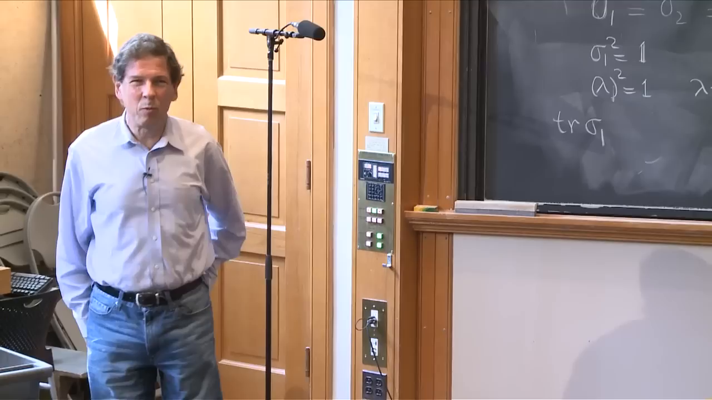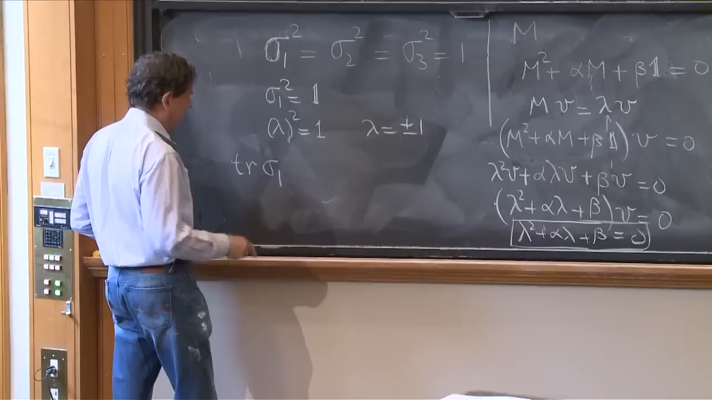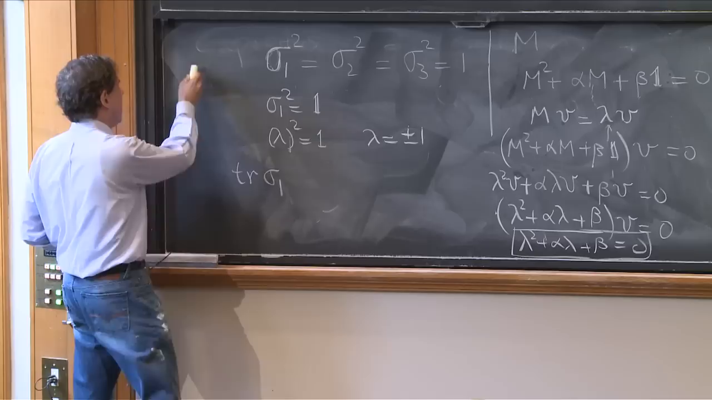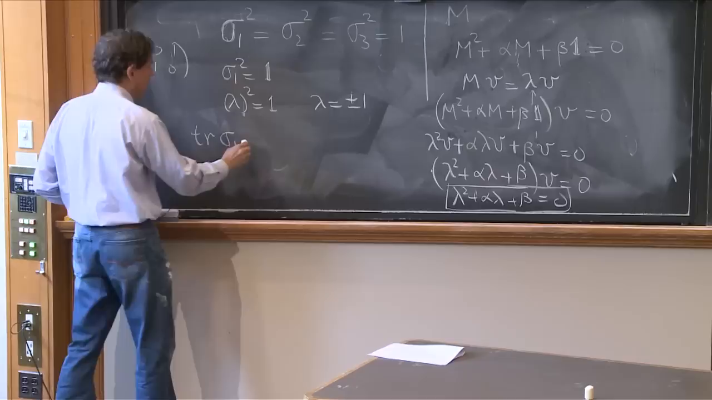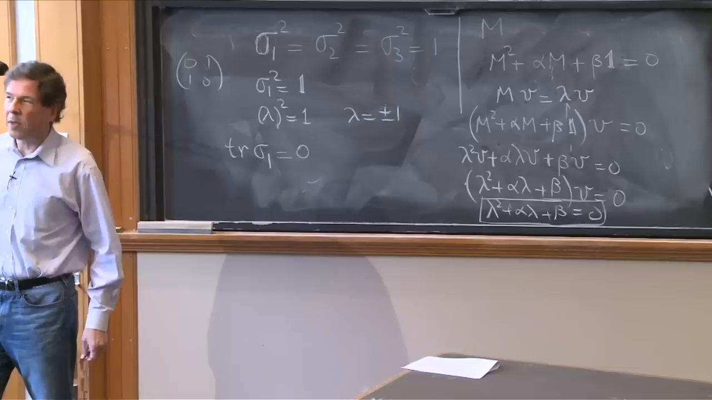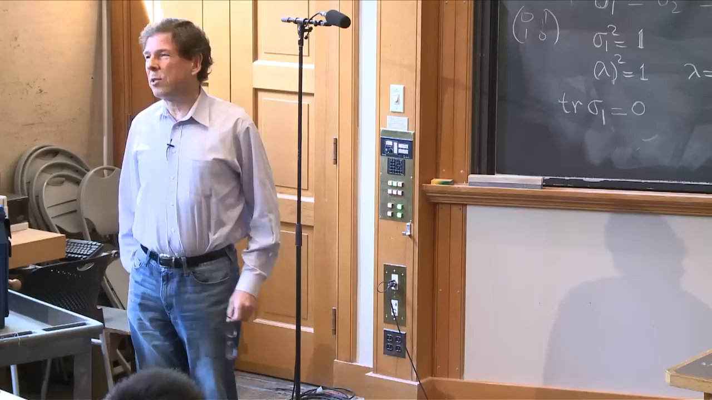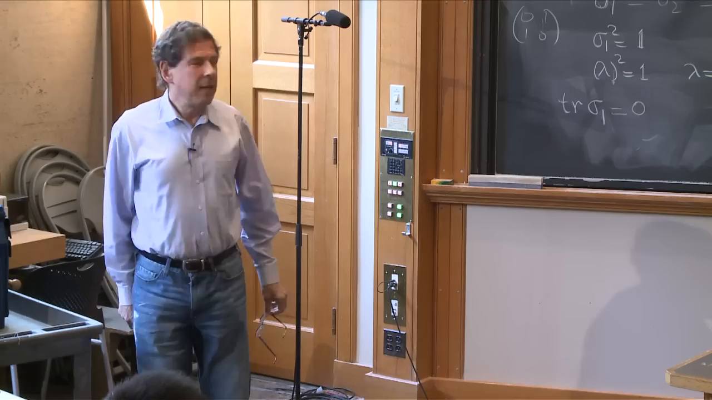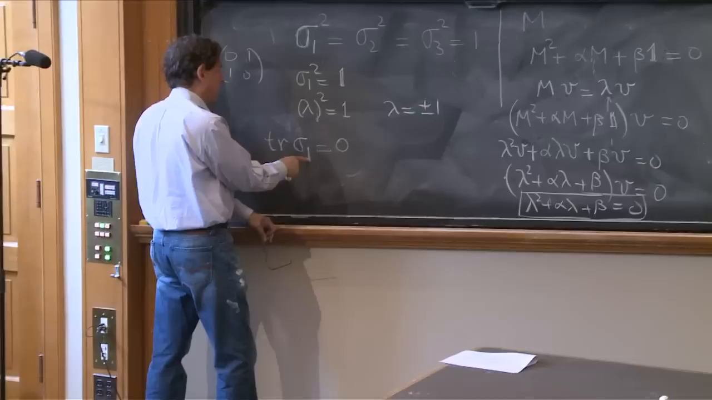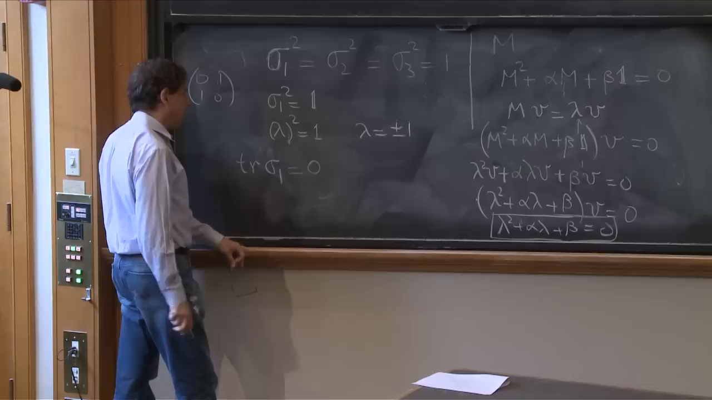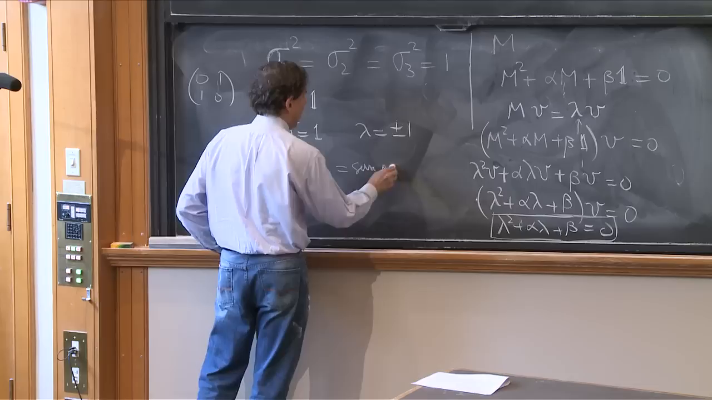The trace of sigma 1, or any matrix, is the sum of elements in the diagonal. Sigma 1, if you remember, was of this form. Therefore, the trace is 0. And in fact, the traces of any of the Pauli matrices are 0. Another little theorem of linear algebra shows that the trace of a matrix is equal to the sum of eigenvalues. So whatever two eigenvalues sigma 1 has, they must add up to 0, because the trace is 0 and is equal to the sum of eigenvalues.